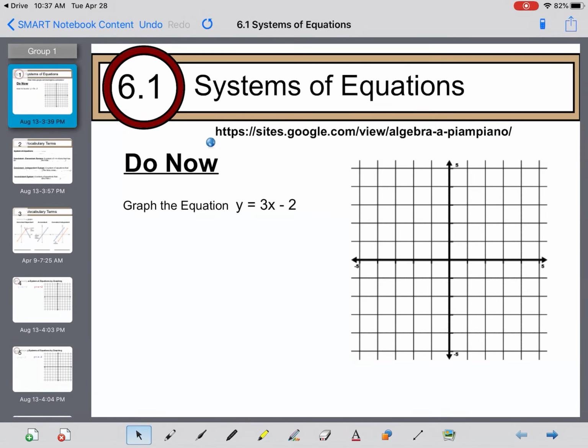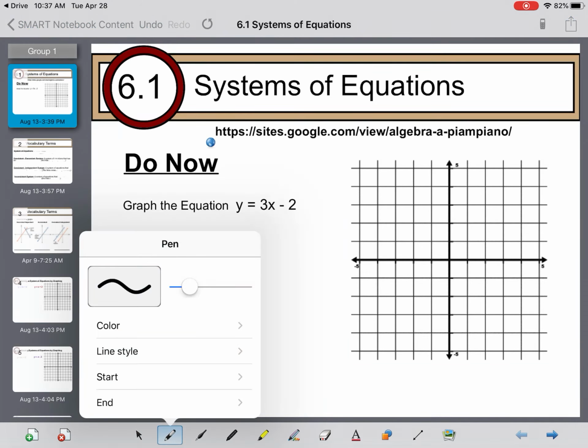Hey everyone, we should have finished chapter 3 in the previous week. This is the beginning of chapter 6, more specifically 6.1 on systems of equations. So in the do now, they want you to graph the equation y equals 3x minus 2.